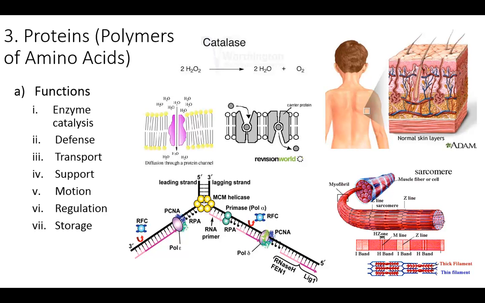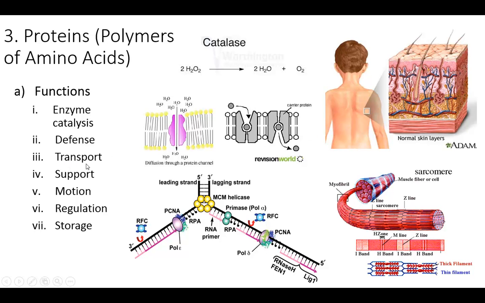They act as enzymes, so they help reactions go faster. So one example is catalase, which helps break down hydrogen peroxide, which is a reactive chemical, into non-reactive chemicals, water and oxygen. They're used for defense, so our skin is made of a protein called keratin, and that keeps organisms and pretty much everything out of our body. Also, our immune system is made of a bunch of proteins and antibodies that help fight and identify infected cells.